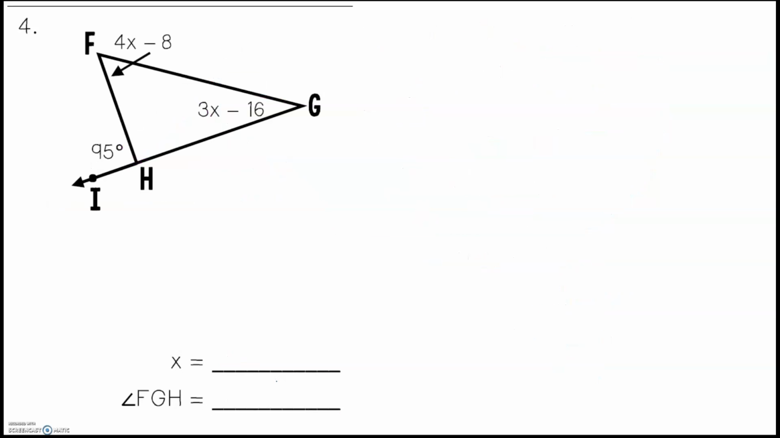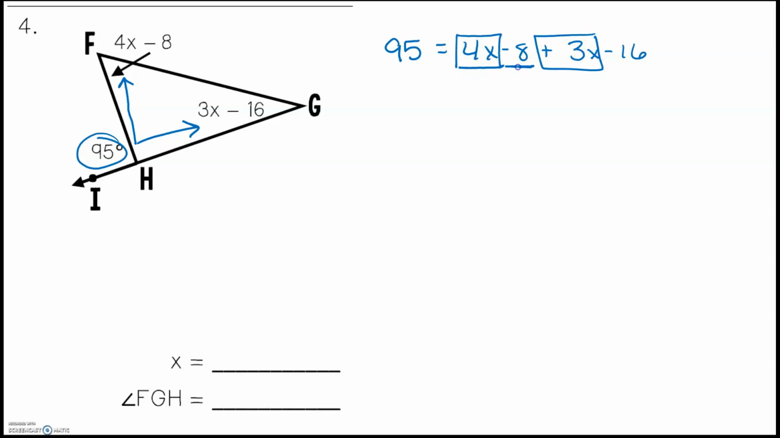All right, number 4. The exterior angle is equal to the sum of the two remote interior angles. So 95 is our exterior angle, is equal to the sum of 4x minus 8 and 3x minus 16. Put your like terms together. X's with X's, numbers with numbers. The 95 stays there, so 4x's plus 3x's means I have a total of 7x's. And a negative 8 minus 16, signs are the same. So I add and keep the sign, puts me at negative 24.